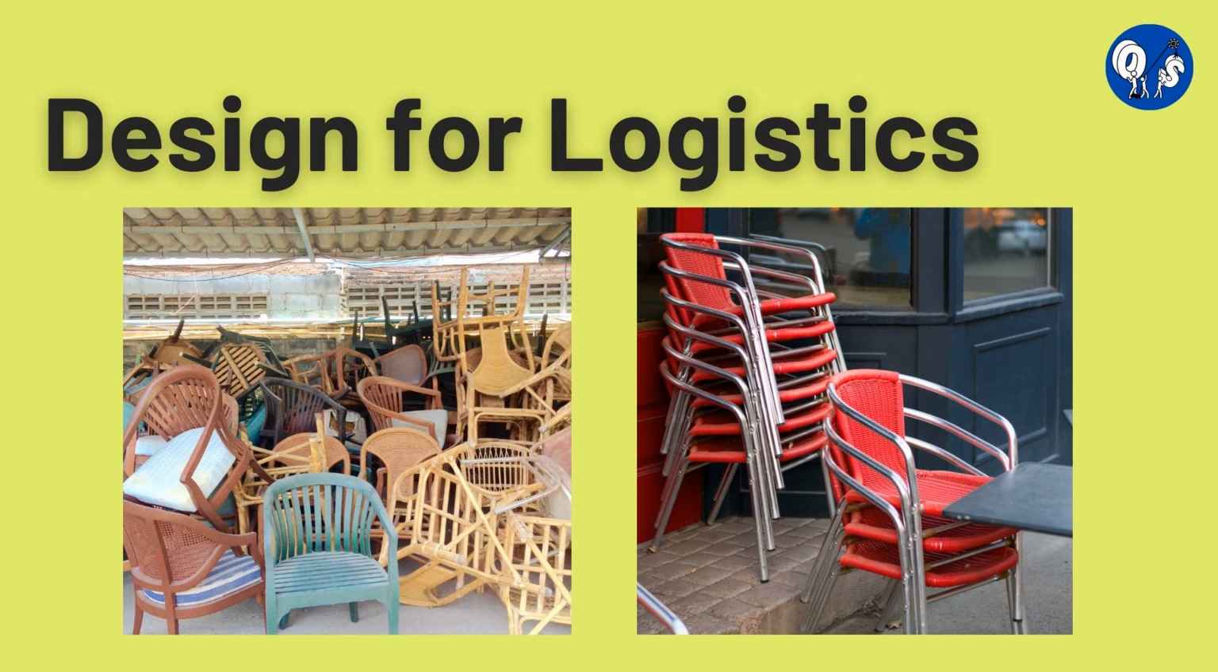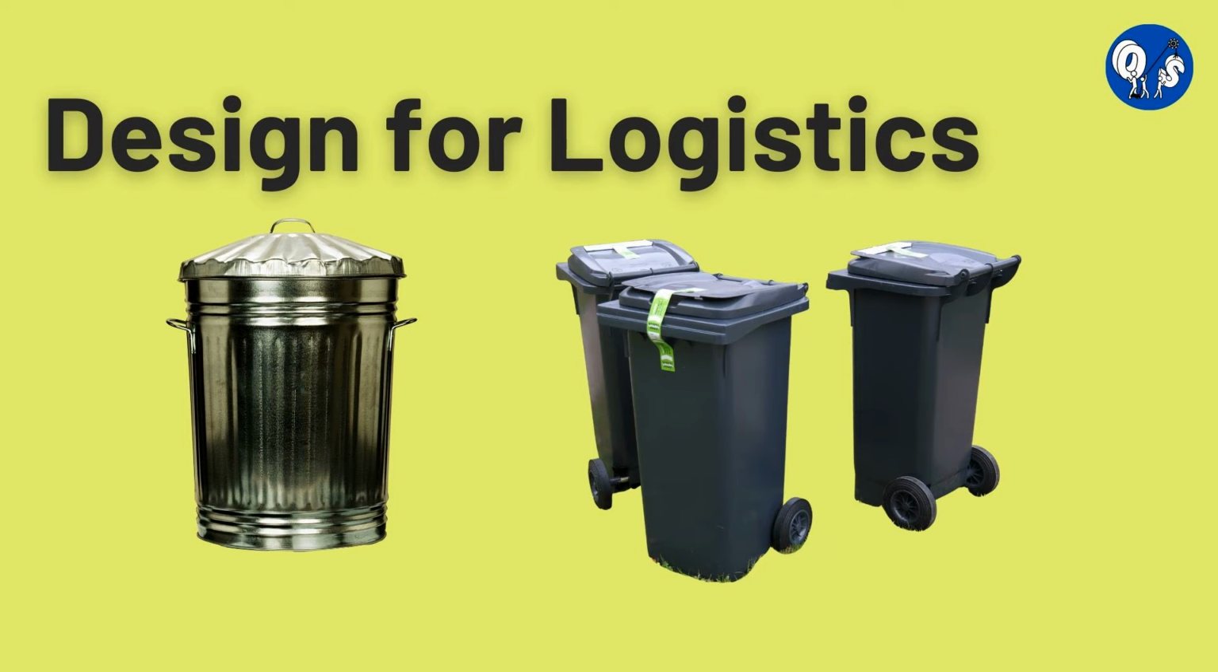For example, stacking chairs inside one another. You can easily differentiate that the chairs on the left side are not designed for the ease of logistics and storage, whereas the chairs on the right side can be easily stacked inside one another and transported. They will also occupy very little space in a warehouse or anywhere you are storing them. Now look at these garbage pails. The one on the left is the traditional old design of garbage pail with no wheels attached, whereas the one on the right has wheels which can be used for easy transportation.